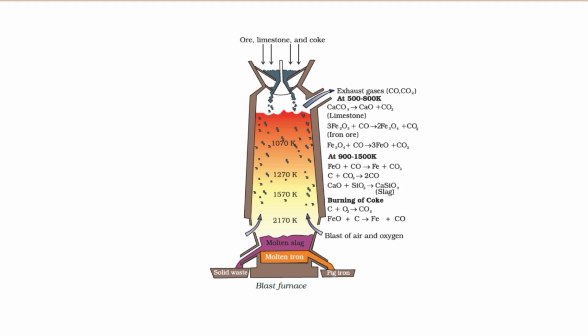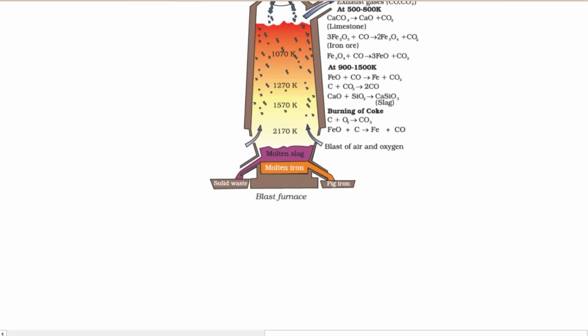The various reactions taking place at the different regions of the blast furnace are shown here. The iron obtained in this process is called pig iron. It contains about 4% carbon and other elements like sulfur, phosphorus, silicon, manganese in smaller amounts. When pig iron is melted with iron scrap and coke using hot air blast, cast iron is obtained, which has about 3% carbon.